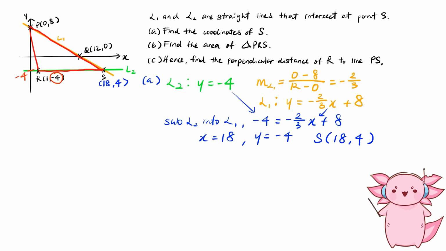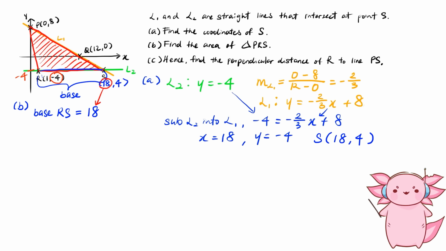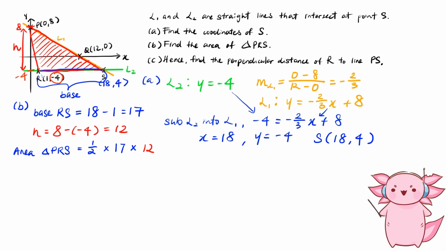To find the area of this triangle PRS, we gotta use half times base times height. So this here is the base, and since it's a horizontal line, we can take the x value of S, which is 18 minus 1 over here, and we get the length of 17. We do the same method to find the perpendicular height, so 8 minus -4 gives us 12. So finally doing half times base times height, it gives us the area of 102 units squared.